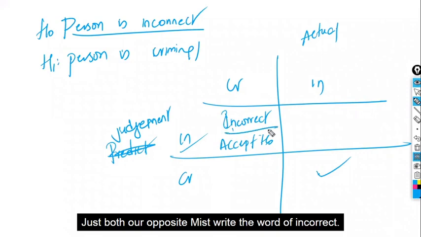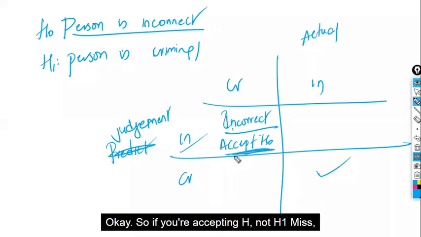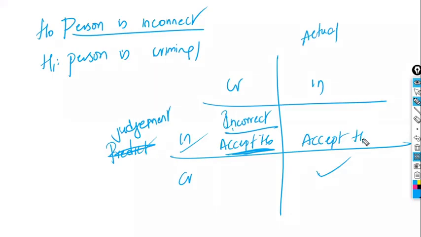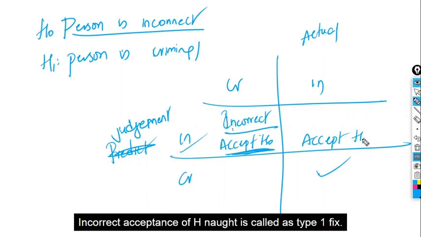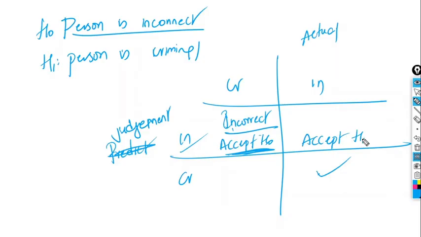Both are opposite, means write the word incorrect. Whatever you have predicted, that you have to write in the next one. If you are accepting H1, write accept H1. Accept H1 is also called reject H0. Both are the same. Wherever it is, incorrect rejection of H0 is called type 2 error. Incorrect acceptance of H0 is called type 1. Fix the location wherever it is.